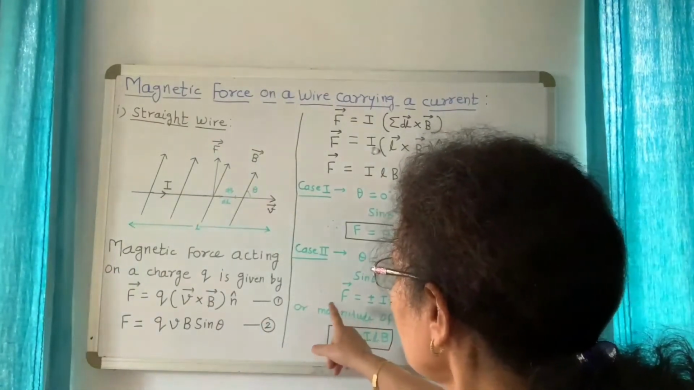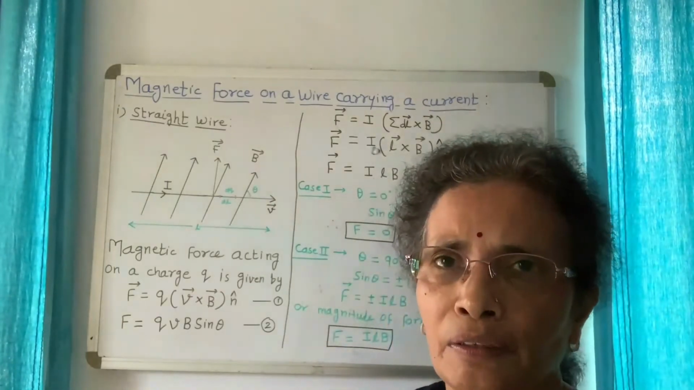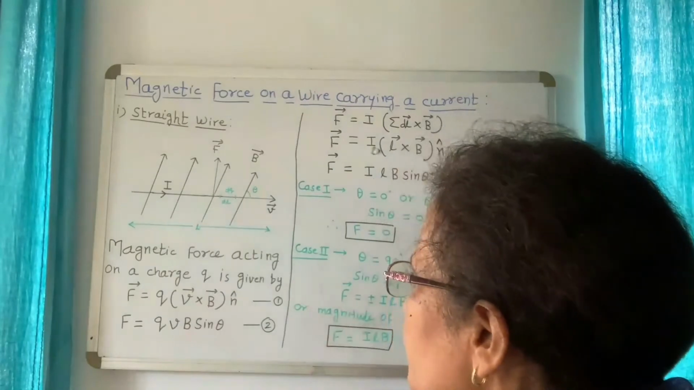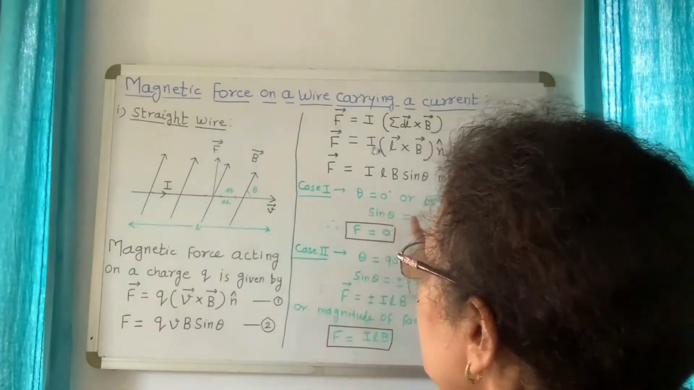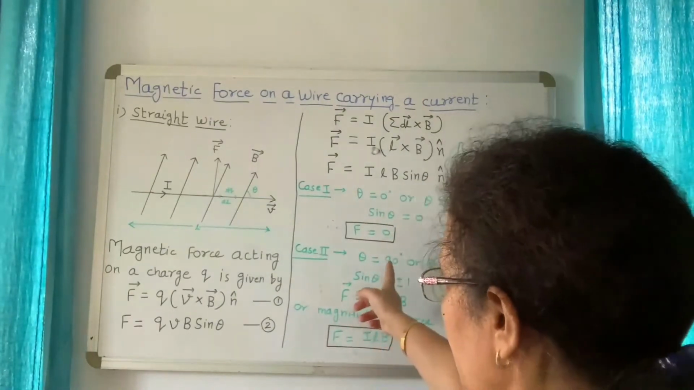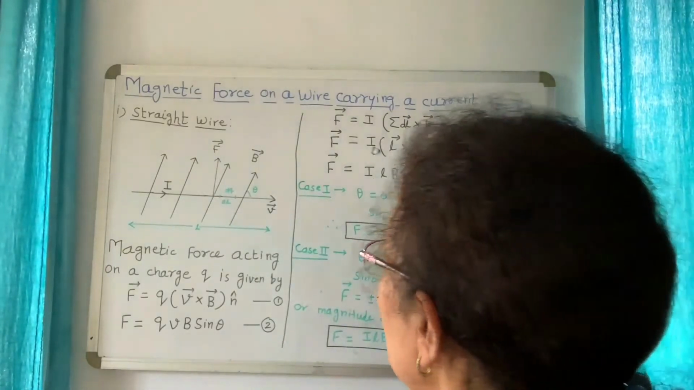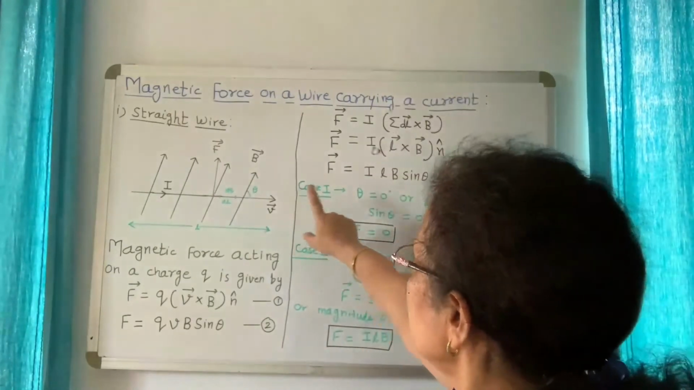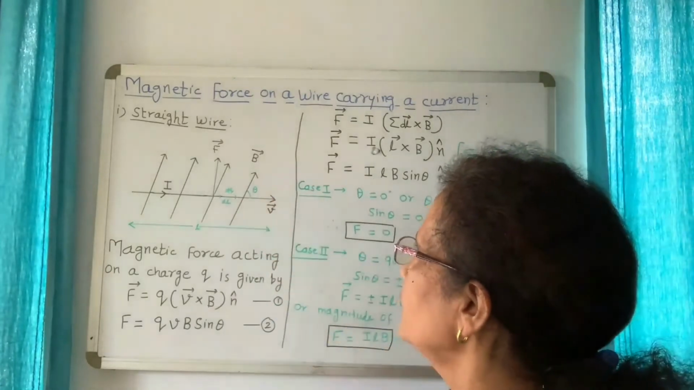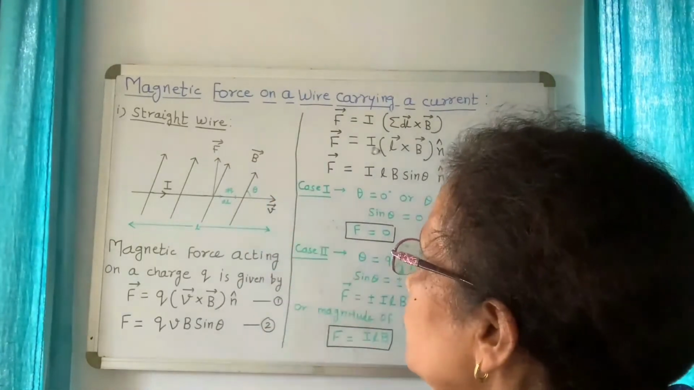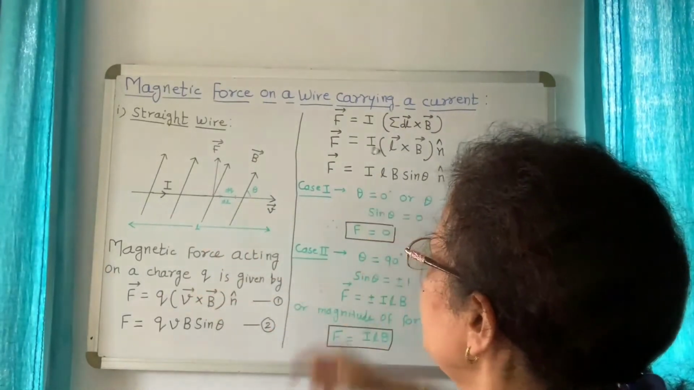So when will the maximum force act? When the conductor is placed perpendicular to the magnetic field. And what is its magnitude? It is equal to ILB. These are the special cases: at 0 and 180 degrees the force is 0, and at 90 degrees and 270 degrees the force is maximum, equal to ILB. But in between these four positions, the force acting will equal ILB sine theta, where we have to find this angle theta. So this is the force acting on a straight wire. If the wire is straight, the force acting is ILB sine theta.